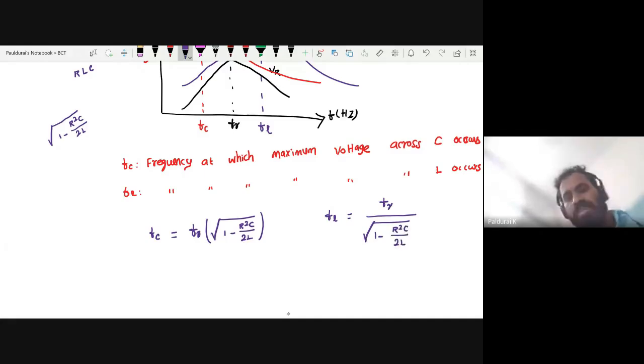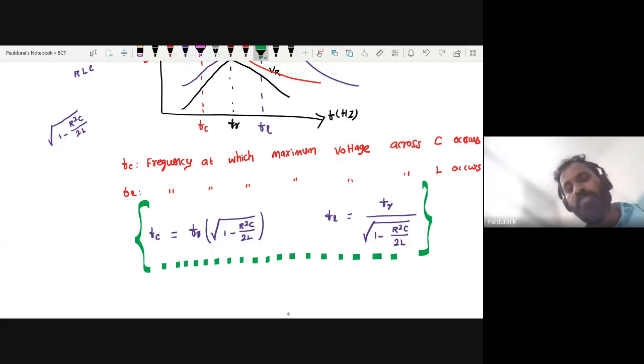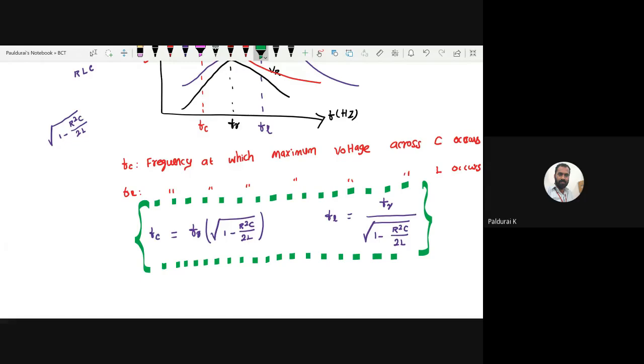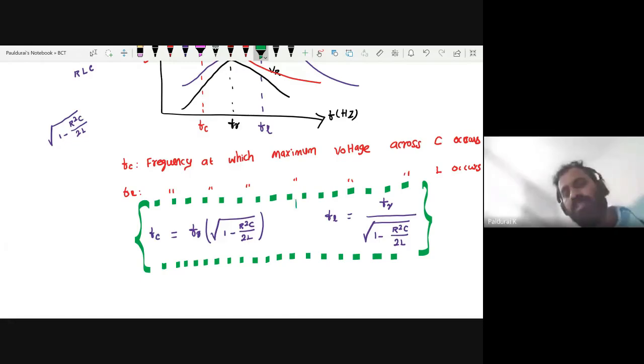Then it's quite easy. This formula is very, very important. There may be a chance of problems being asked based on this formula, when maximum voltage drop occurs across the inductor, or when maximum voltage drop occurs across the capacitor. Now based on this, let us take one problem, then you can understand.